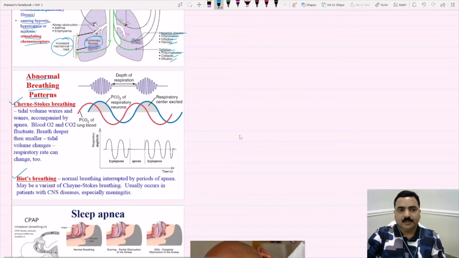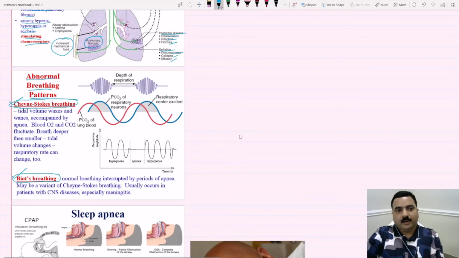These two, the Cheyne-Stokes and the Biot's breathing patterns, are very serious conditions seen at the end stage, when the patient has an end stage respiratory problem, end stage cardiovascular problem, or end stage nervous system problem. In an end stage cardiovascular problem, you get Cheyne-Stokes, and in an end stage central nervous system problem, you get Biot's breathing.